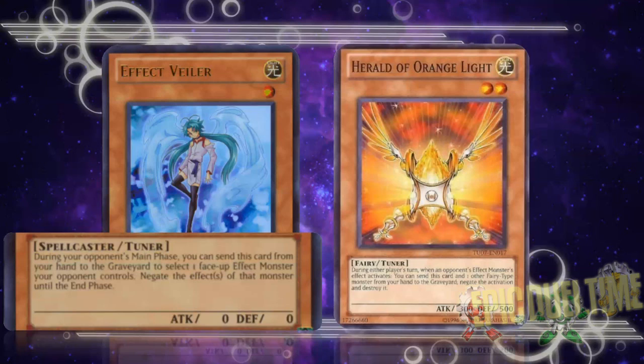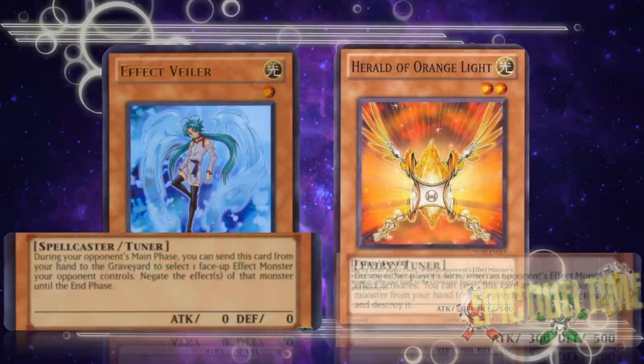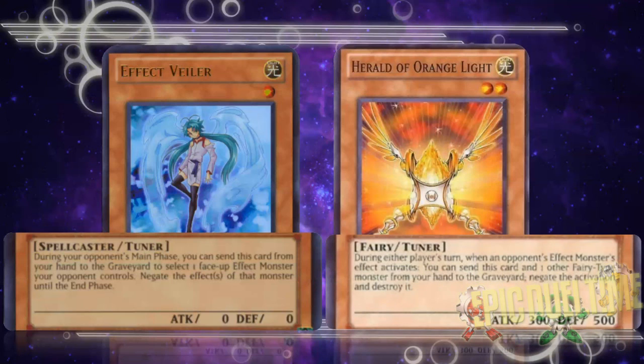During your opponent's main phase, you can send this card from your hand to the graveyard to select one face-up effect monster your opponent controls. Negate the effects of that monster until the end phase. Then let's go to Herald of Orange Light. During either player's turn, when an opponent's effect monster activates, you can send this card and one other fairy type monster from your hand to the graveyard. Negate the activation and destroy it.